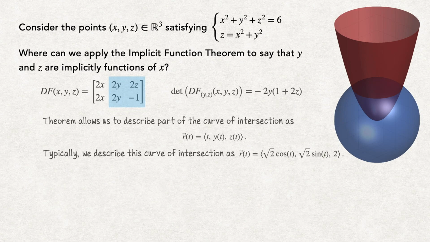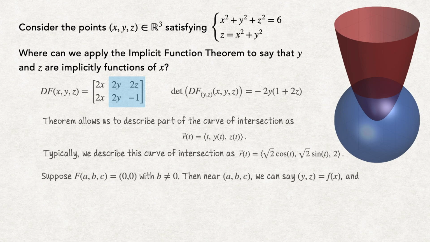Let me give myself a little bit more room here. I can actually give you a point that would work on this curve. You can check the point 1, 1, 2 lives on this curve, but without being too precise, let's suppose that a, b, c is a point that makes both equations true. In other words, capital F of a, b, and c is 0, 0, with b not equal to 0. Then near this point, we can say that y and z are functions of x.